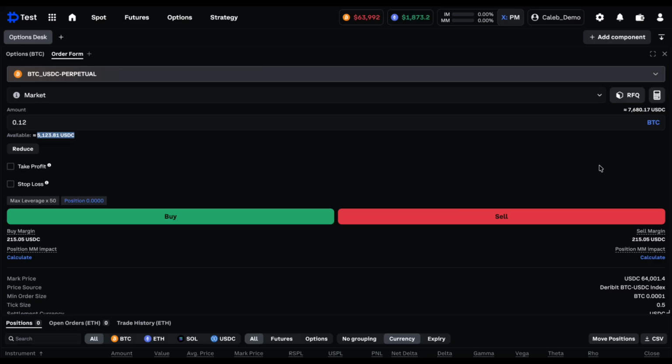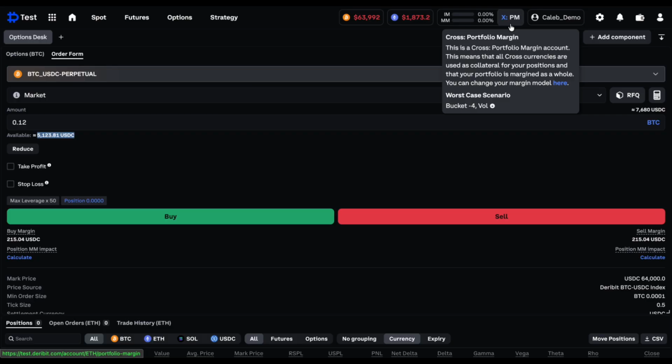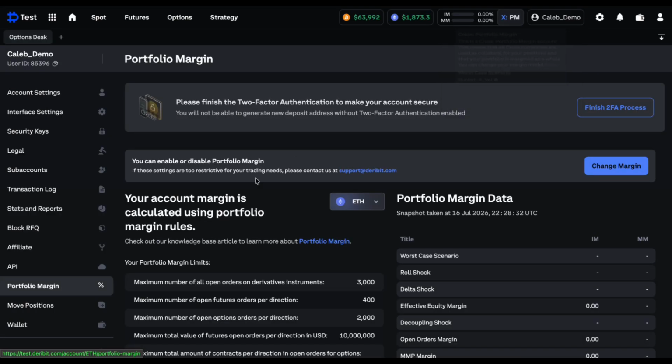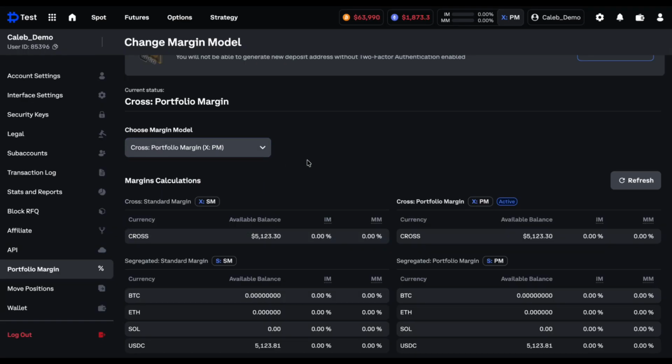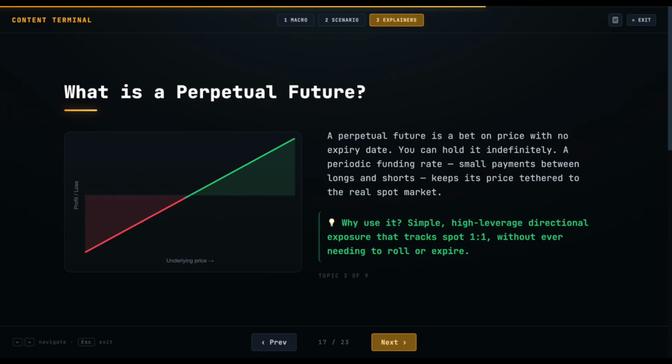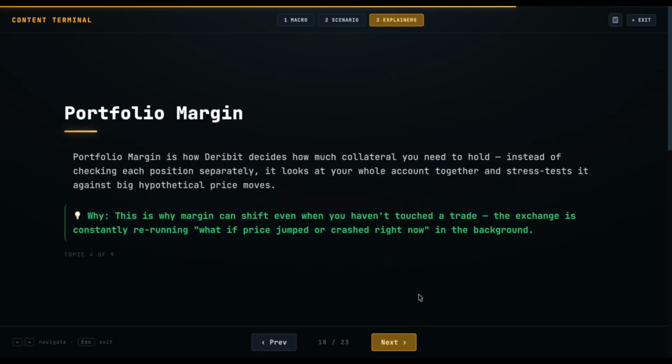But the beautiful thing is Deribit uses portfolio margin. This is it here, cross portfolio margin. To enable it, you just click here, click on change margin, and then you see all the different types of margin. So what is portfolio margin? Let me quickly explain that. Portfolio margin is how Deribit decides how much collateral you need to hold instead of checking each position separately. It looks at your whole account together and stress tests it against a lot of mathematical, hypothetical scenarios, whatever the case may be.